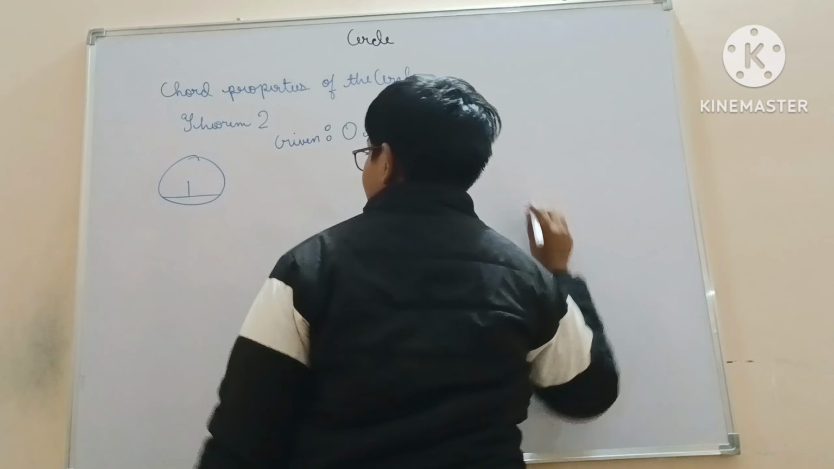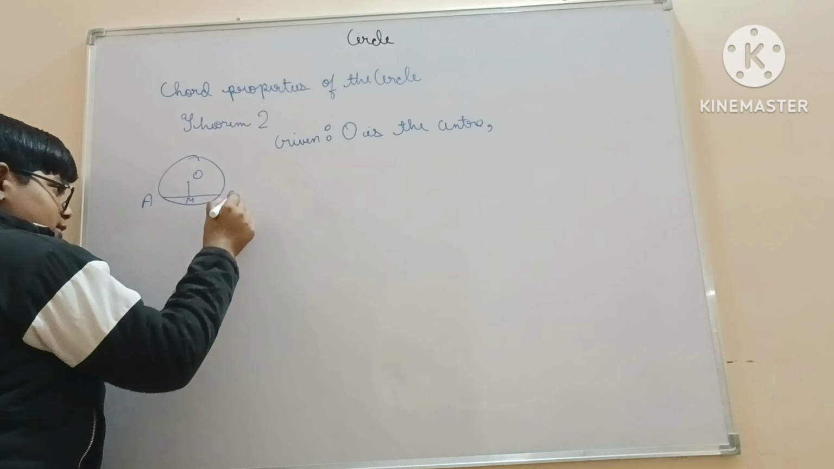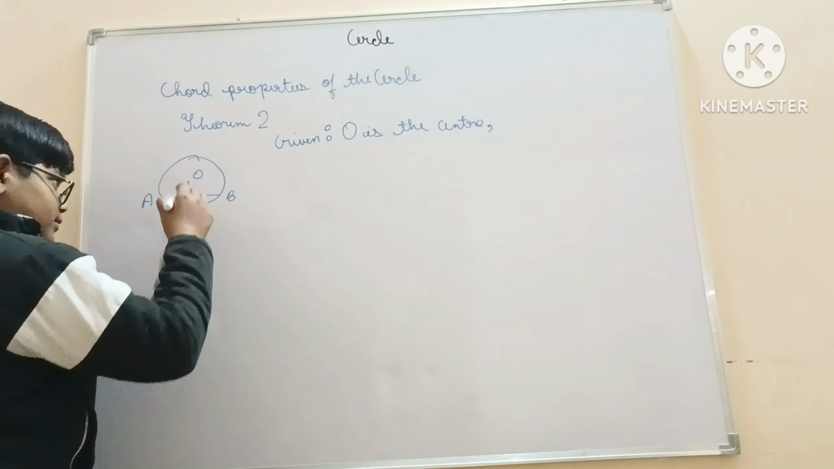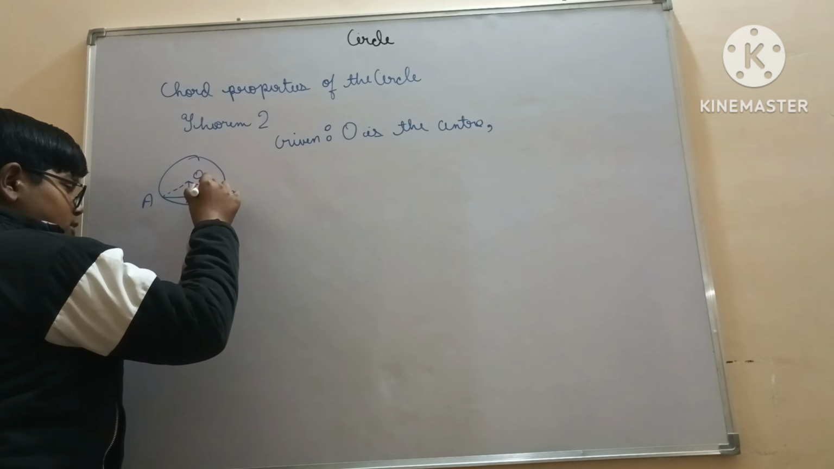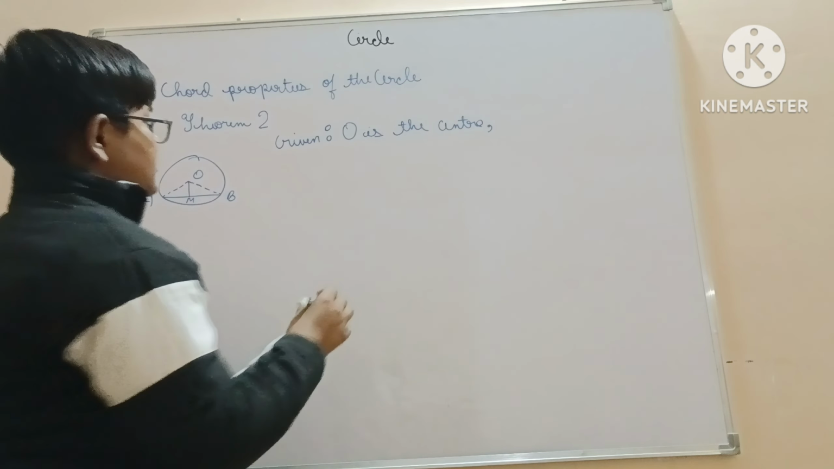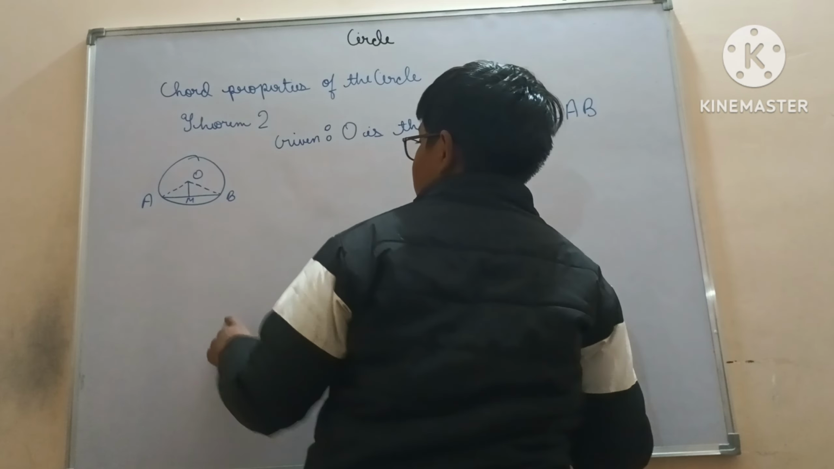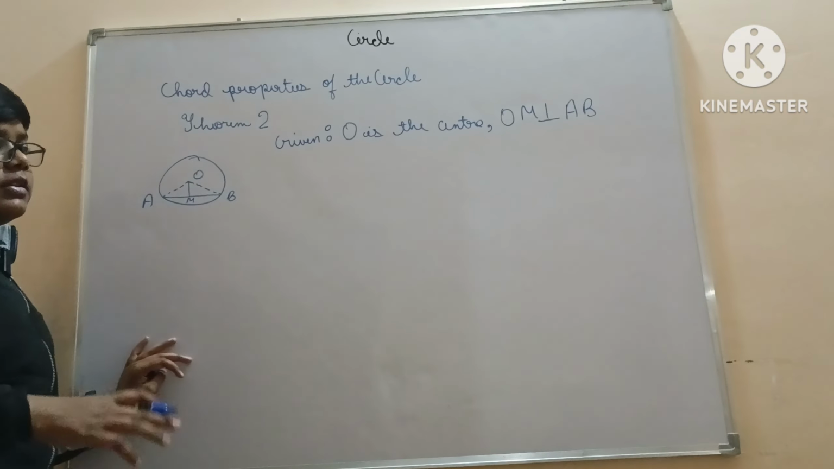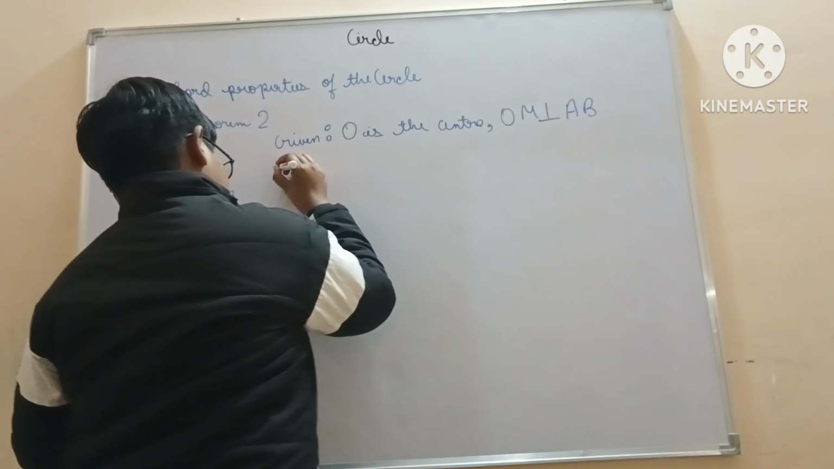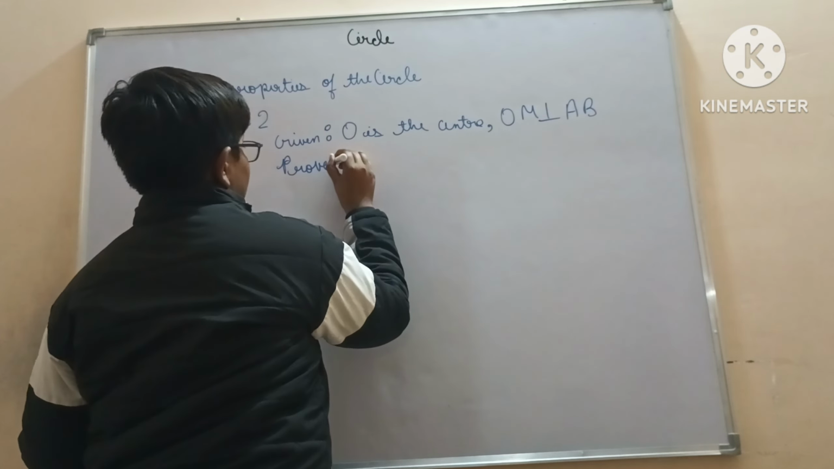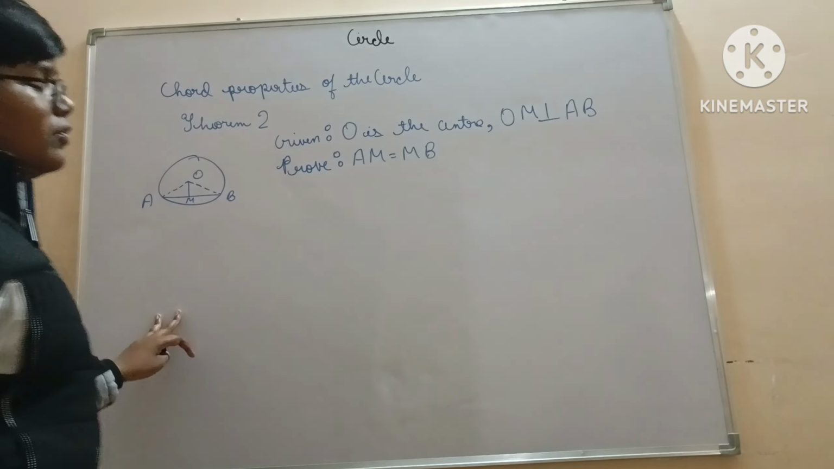and there are 2 points, A and B. We will construct this line for making our work easy. Now it is given that OM is perpendicular to AB. Actually, this theorem 2 is the converse of theorem 1 which we have studied previously. And we have to prove that AM is equal to MB.